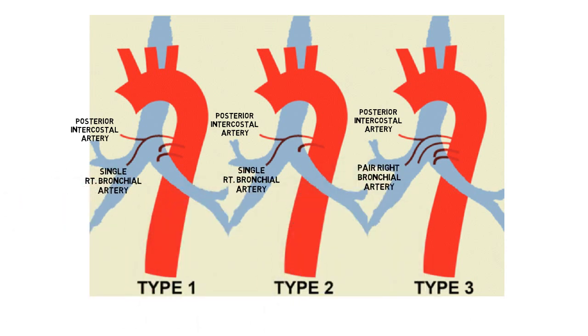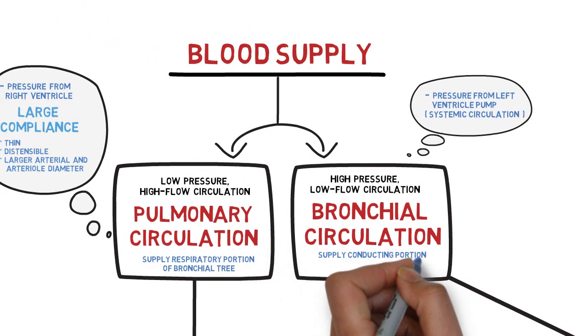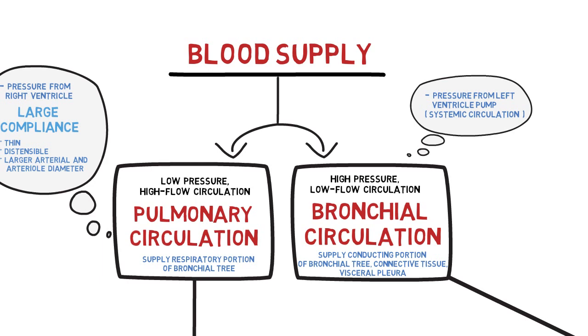You may have a single or a pair of right bronchial arteries, and this also applies to the left bronchial arteries. The most common is to have a single right but a pair of left. But regardless of how it may present, essentially these right and left bronchial arteries supply the conducting portion of our lung, that is the main bronchus, up to the terminal bronchiole.